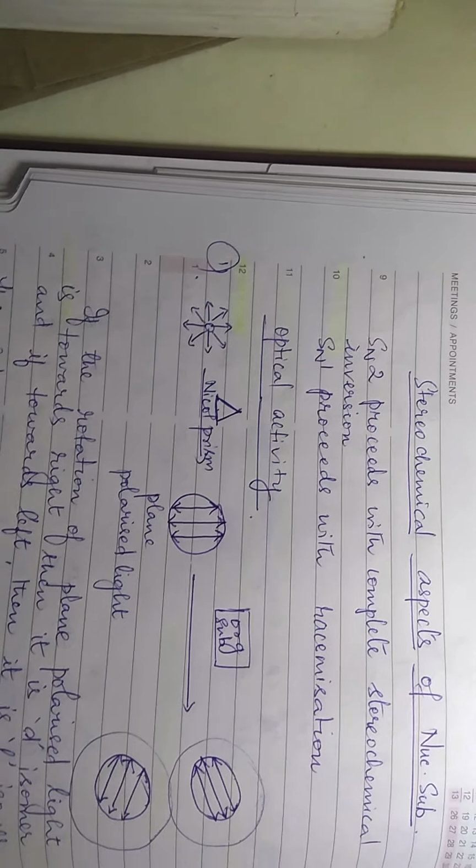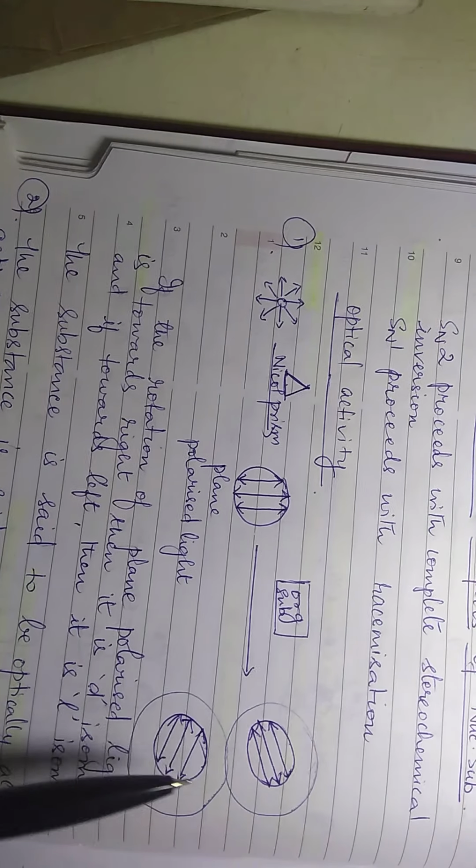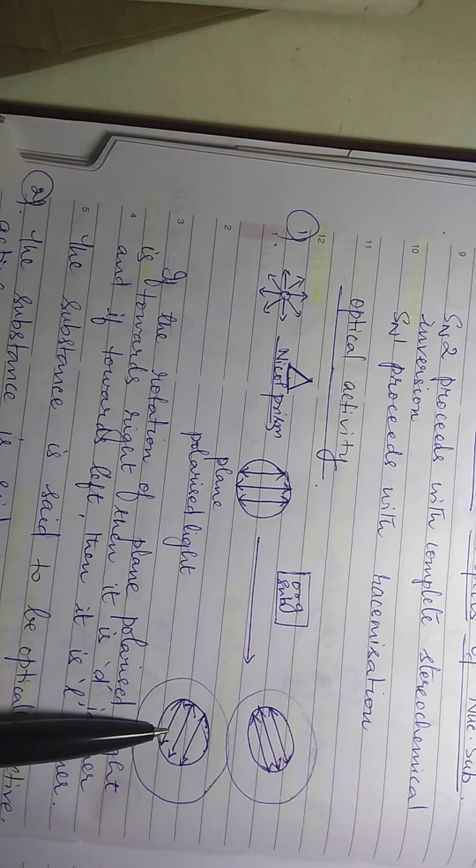See, here the illumination is there in all the directions. But when it is passed through this Nicol prism, it becomes plane polarized. It gives illumination only in one plane. So you call it plane polarized light. Now this plane polarized light, if it is passed through an organic substance, either it may turn towards the right or it may turn towards the left.